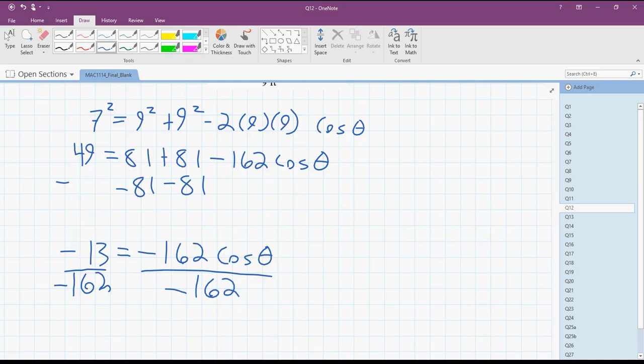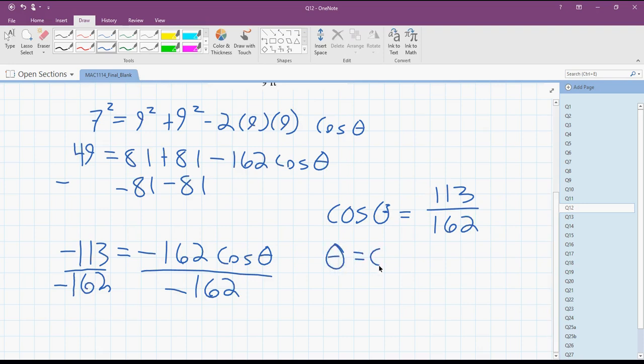And so you end up with cosine theta equal to 113 over 162. Now how do you get what theta is? Do the inverse. There you go. Take cosine negative 1 of that fraction. And theta, rounded to the nearest degree, is how much? 46 degrees.